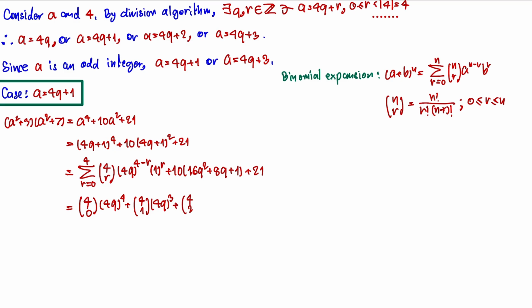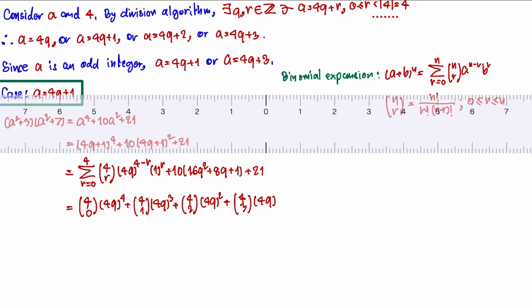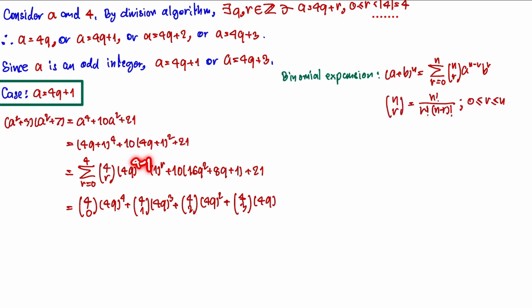Plus 4 choose 2, you have 4q squared. You're gonna have 4 minus 2, so it turns out to be 4q squared. And 1 squared is just 1. And next is 4 choose 3. You're gonna have 4q, right? So we're gonna have 4 minus 3, which is 1. And the last one is 4 choose 4, and then we've got 4q raised to the 0.